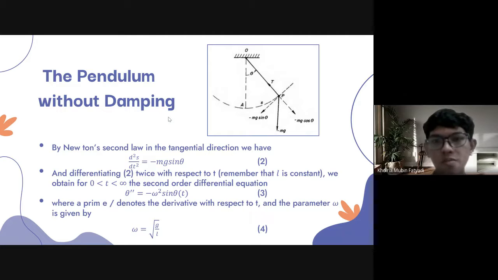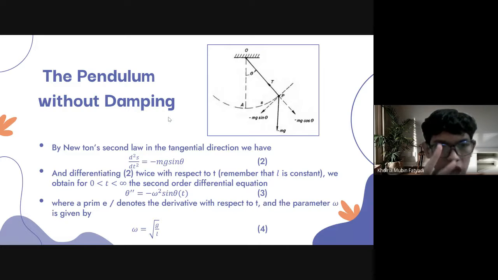The next is pendulum without damping. It's actually the simple pendulum. Okay, let's see the picture. We shall use Newton's second law to construct a mathematical model of the motion of the bob. Let g be the acceleration of gravity. Since we ignore air resistance and friction at O, you can see at the point O, there is no damping.